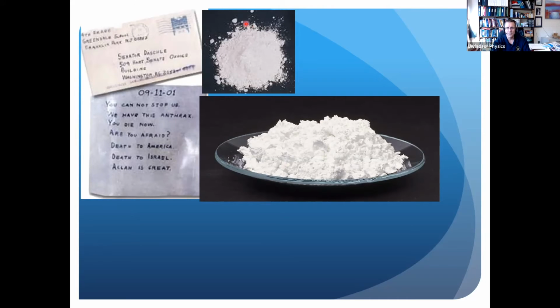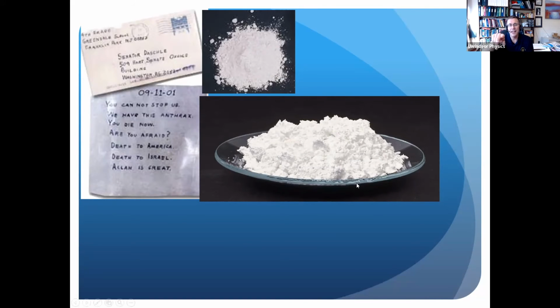And I believe this is a picture of the weaponized anthrax powder. A bunch of anthrax was also mailed to NBC News or something like that. The problem is this is a pile of weaponized anthrax, which will kill you dead if you breathe it in. And then this is a pile of cornstarch or flour. Can we tell the difference between those two? We cannot. That's a problem.